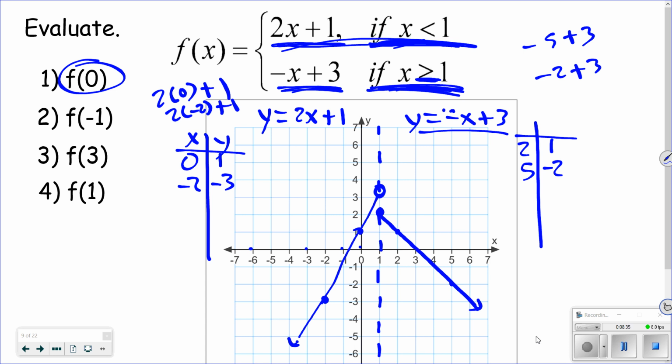Okay, so that's evaluating piecewise functions and graphing piecewise functions. Let me do one more graph for you so you can see another example. And then I think we're good with the evaluating.